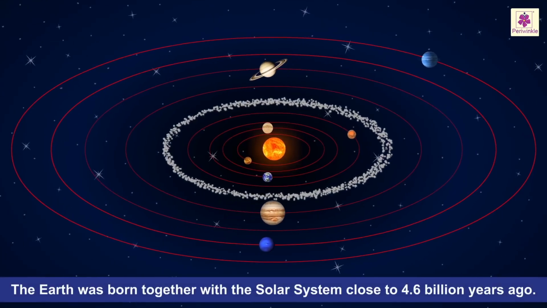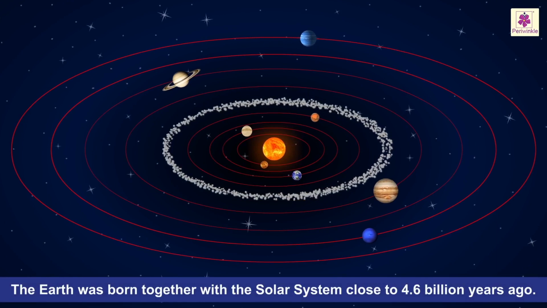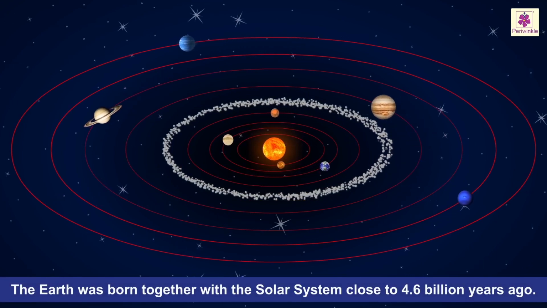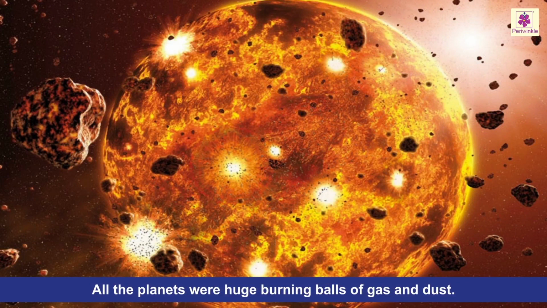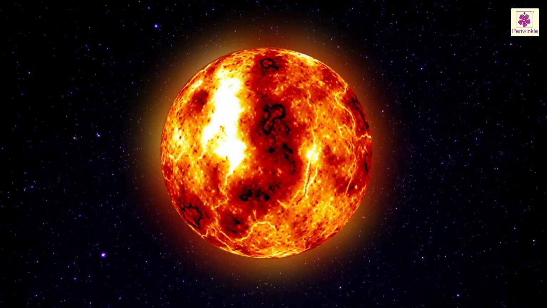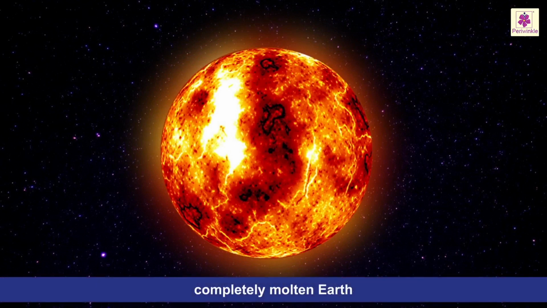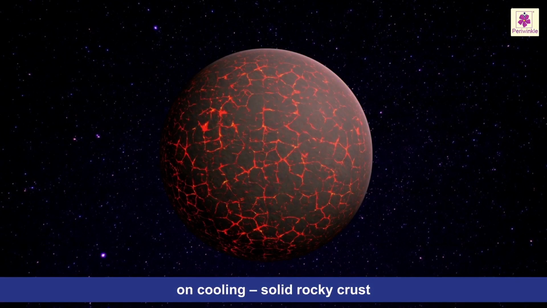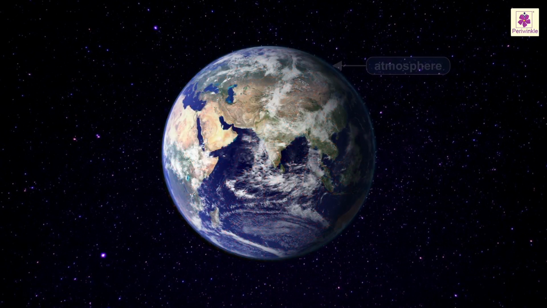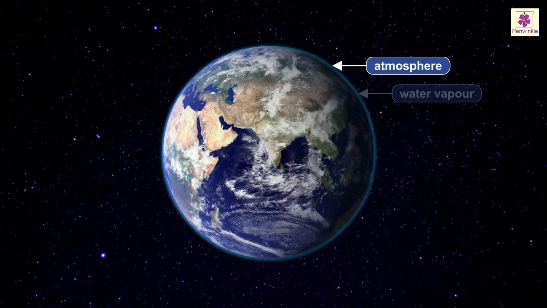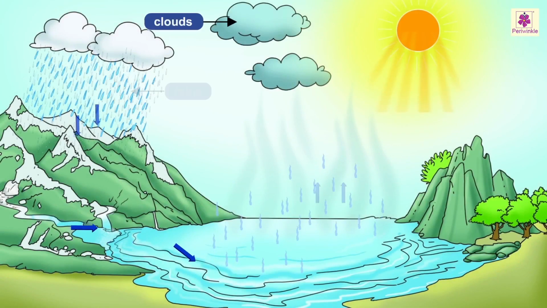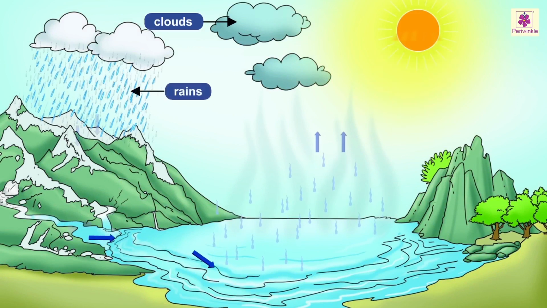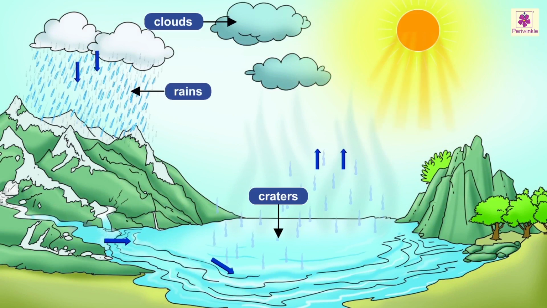After the Earth was born together with the solar system close to 4.6 billion years ago, all the planets were huge burning balls of gas and dust. In the beginning, the planet was completely molten, but as it cooled over the years, it formed a solid rocky crust. Also, the atmosphere was formed, which included water vapor. Clouds were also formed, and rains returned that water to the surface, filling all the huge craters with water.